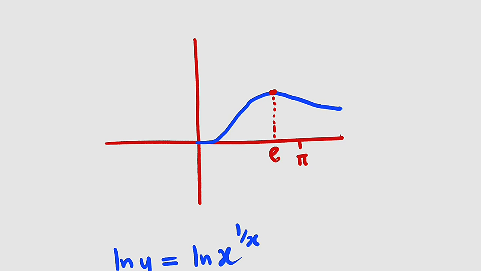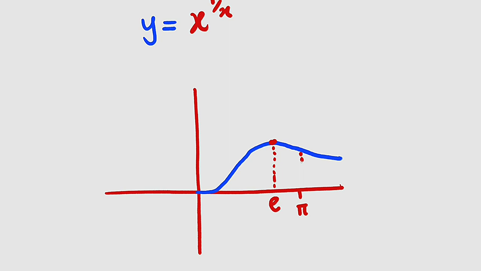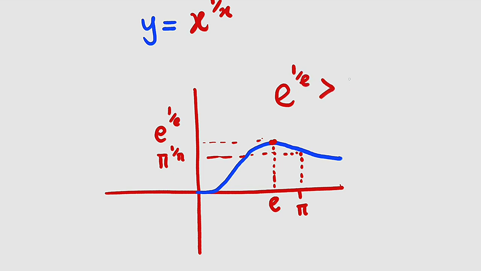So what happens if we substitute the value of e into the main function, because the main function is what? x raised to the power of 1 divided by x. We can equally substitute the value of pi, and the output here will be less than that of e, because if you substitute e, you're going to obtain e raised to the power of 1 divided by e in the function. And if you substitute pi, you're going to obtain pi raised to the power of 1 divided by pi, which means that e raised to the power of 1 divided by e is greater than pi raised to the power of 1 divided by pi.